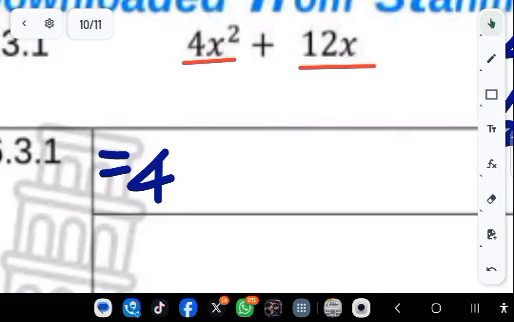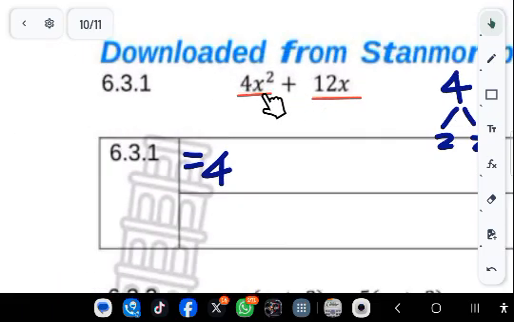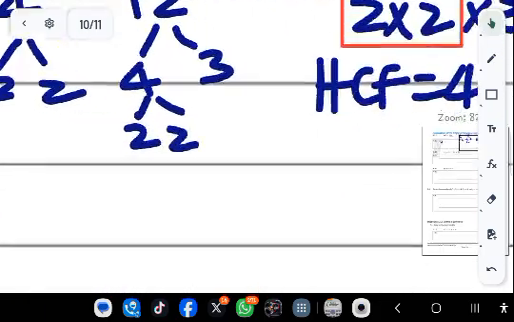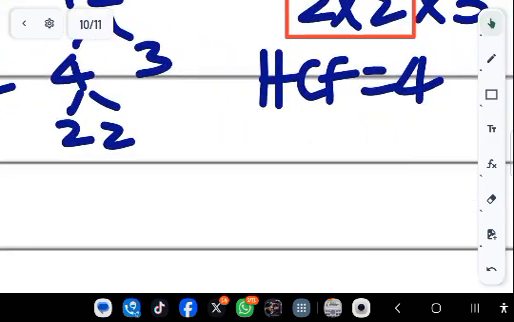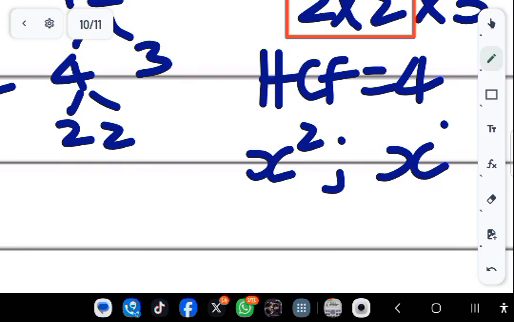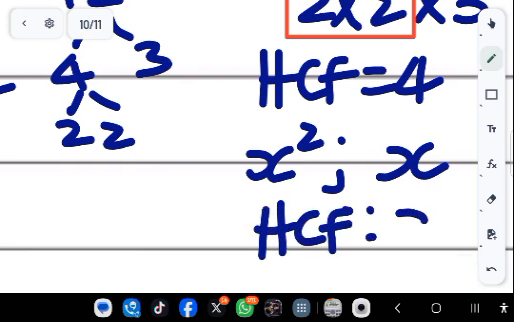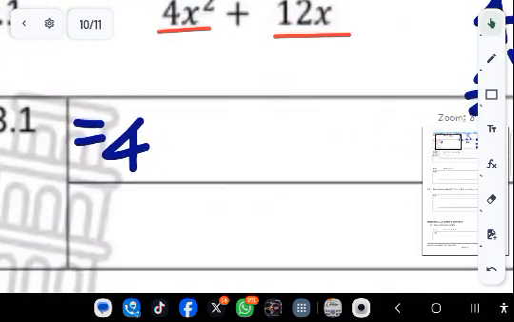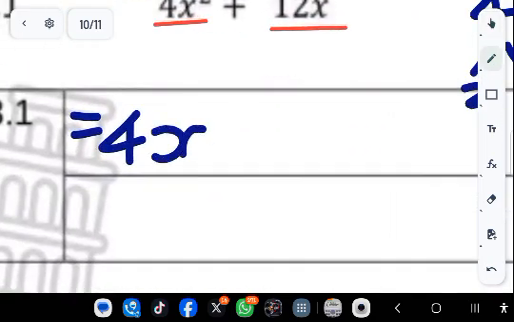Now let's look at the variables. We've got x, x squared, and x. The highest common factor here is simply x. So the highest common factor of the whole expression will be 4x.